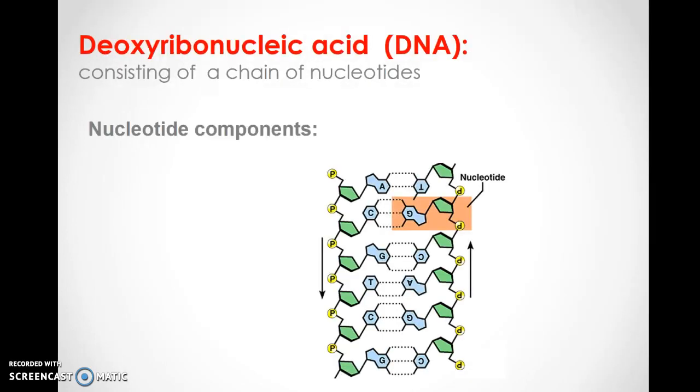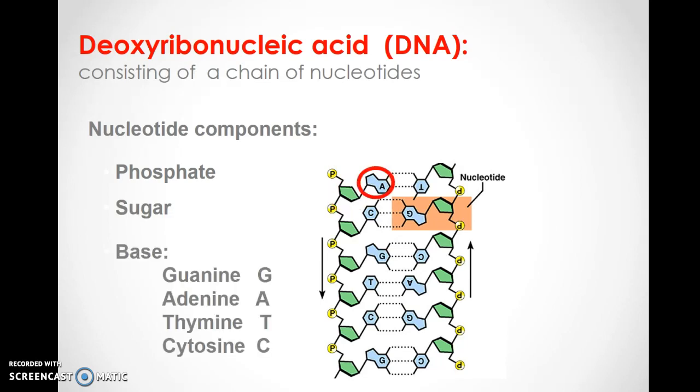So let's take a closer look at DNA. DNA is a molecule that's composed of nucleotides. Nucleotides are the repeating subunits of DNA. Each nucleotide consists of three things: a phosphate molecule, a sugar molecule, and one of four nitrogen-containing bases. These bases come in four different types: guanine, adenine, thymine, and cytosine. And we use the letters G, A, T, C to denote which base we're talking about.